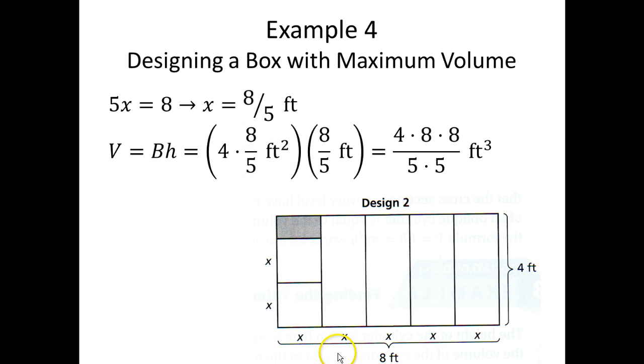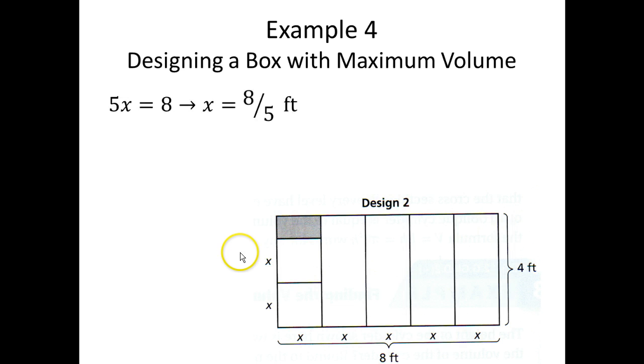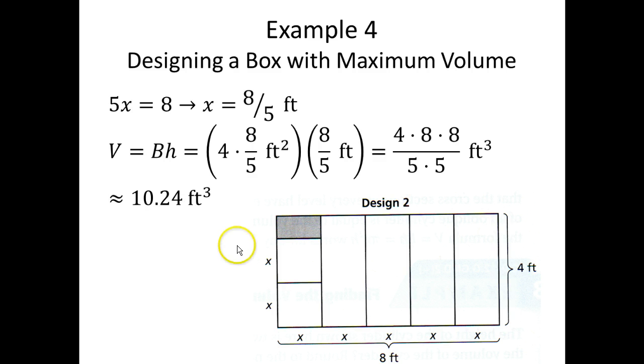The height of my box is going to be x once again, which I've already calculated as approximately 1.6 feet, or 8 divided by 5. So if I multiply the area of the base times the height of the box, I end up getting 4 times 8 divided by 25 cubic feet, which is approximately 10.24 cubic feet. So once again, the first box would hold 7 cubic feet, wasting this much material, and this one holds approximately 10.2 cubic feet, wasting this much material.